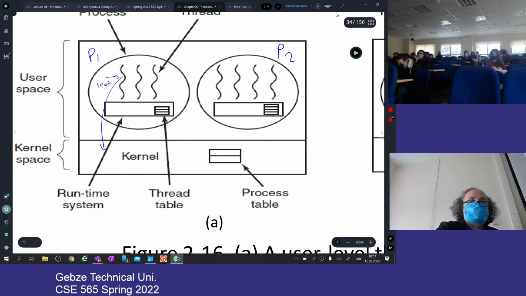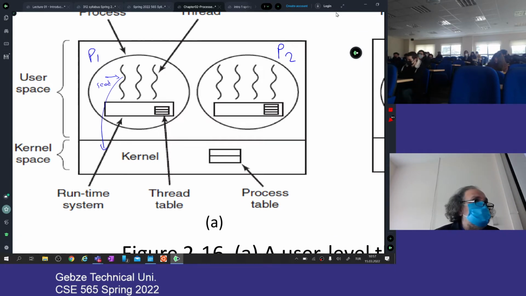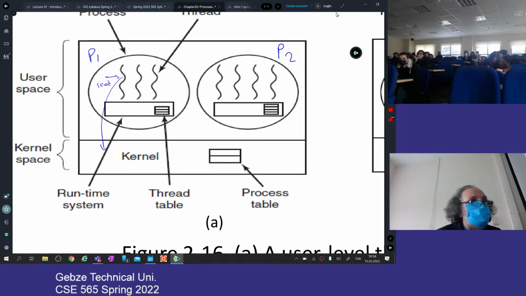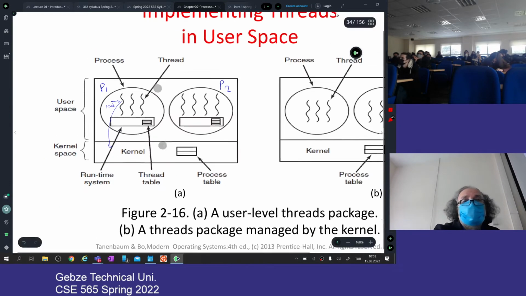I know that there are 3 threads inside this process, but the kernel doesn't know that. Kernel thinks that it is just 1 thread, so the kernel allocates only 1 CPU for this process. So these 3 threads are sharing the same processor, even though I have 3 more processors available, okay? The processors are sitting idle, and these 3 are trying to use the same processor. So I cannot take advantage of multi-processor systems if I implement everything in the user space.